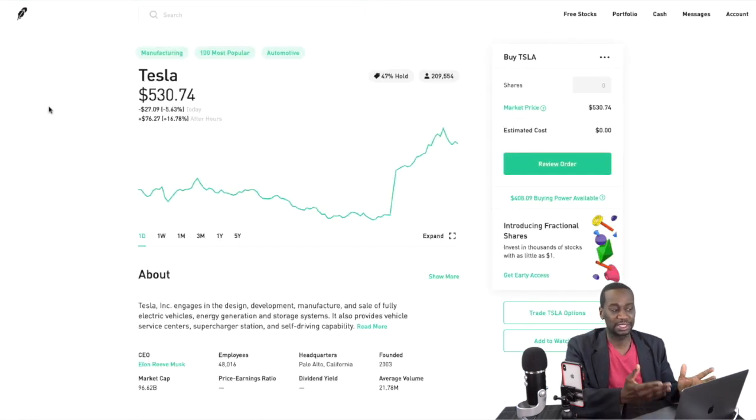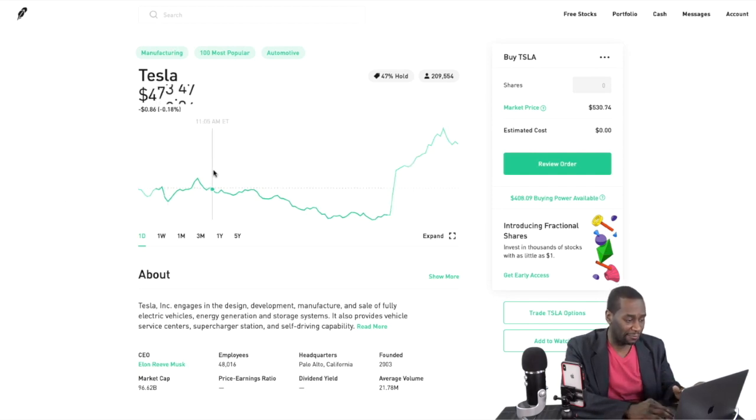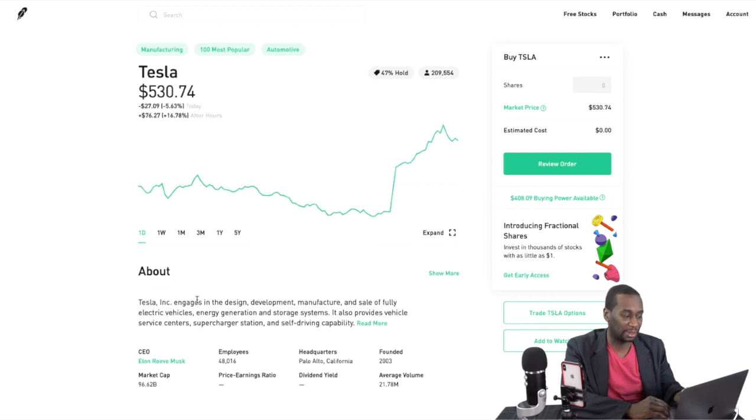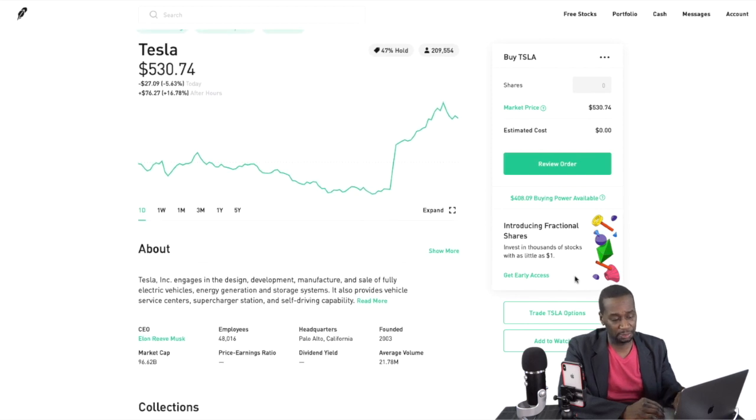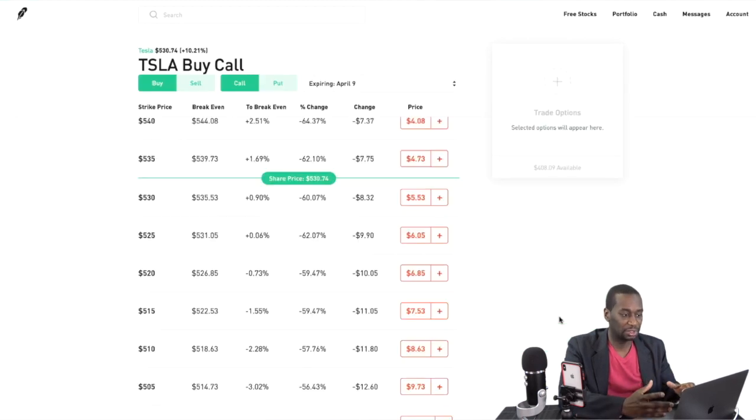And so you'll see Tesla stock right there. The current price is trading for $530.74. You're going to see your graph with Tesla here and all the information about the company below. What's important here is to pay attention to the right side, because that is where you're going to find the ability to trade the option. So over here, if you're approved to trade options, first of all, will you see this button? So right here it says Trade Tesla Options. You're going to click that, and it's going to take you to this page.